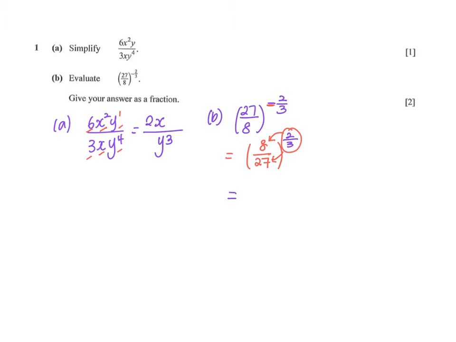So from here we will get, using our calculator, 8 to the power of 2 over 3 will left with 4. 27 to the power of 2 over 3 will left with 9. So the answer will become 4 over 9. Have you gotten the answer?